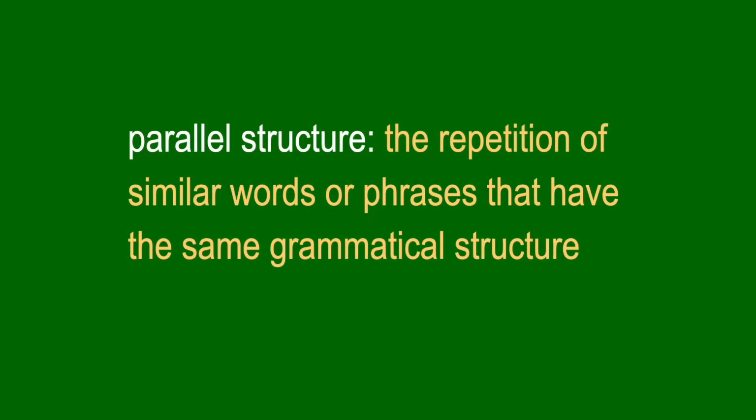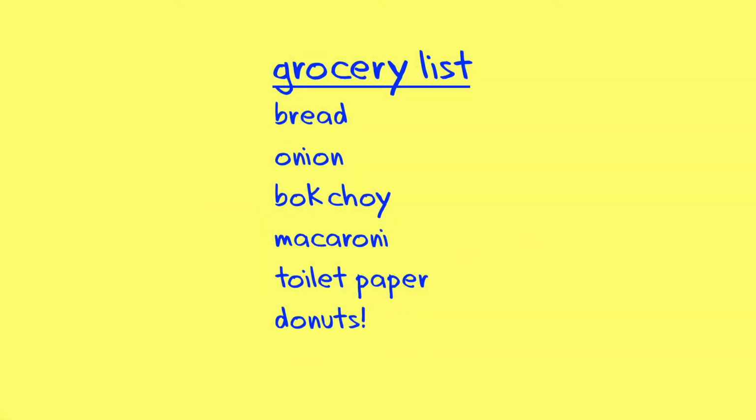Parallel structure, or parallelism, is the repetition of similar words or phrases that have the same grammatical structure. Now don't worry, you don't necessarily need to understand formal grammar to do this, you just have to be able to hear it. A list, for example, is a simple form of parallel structure.